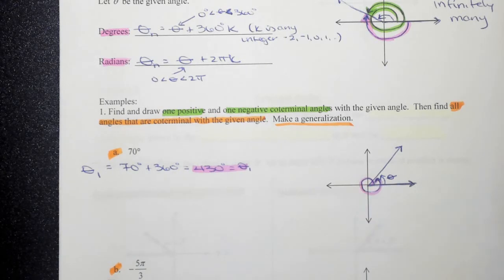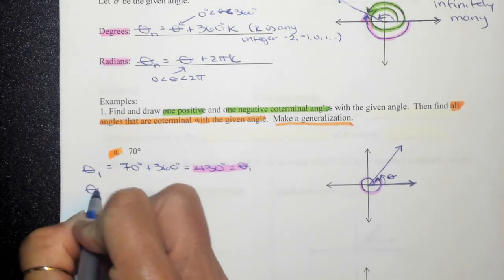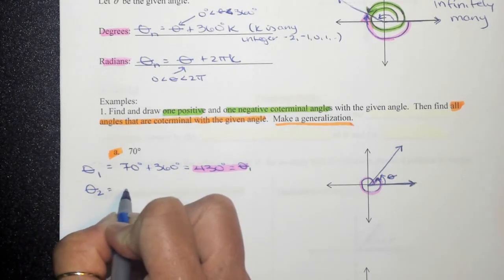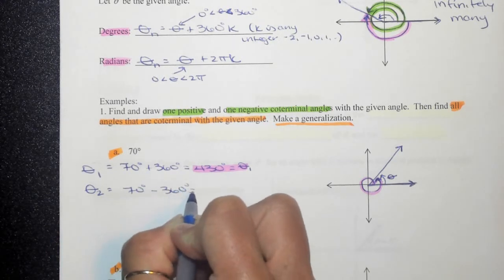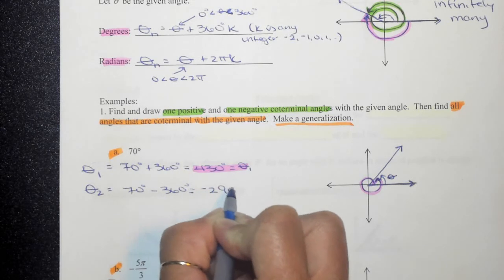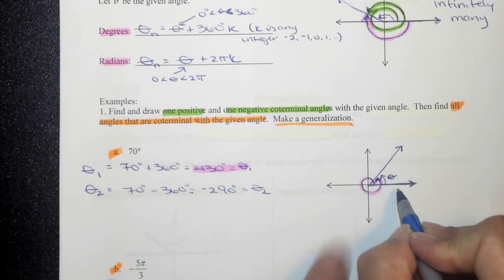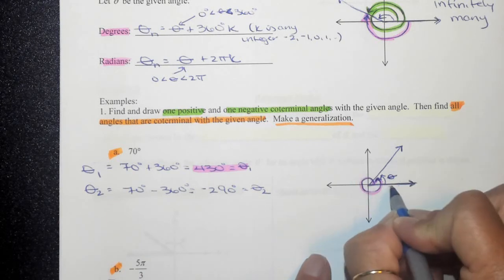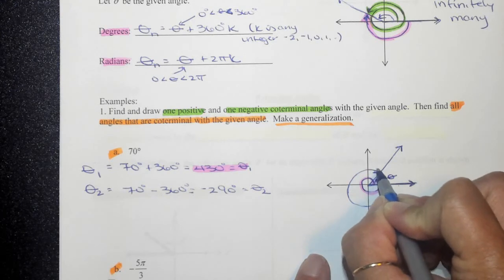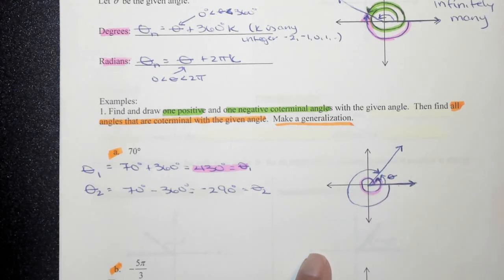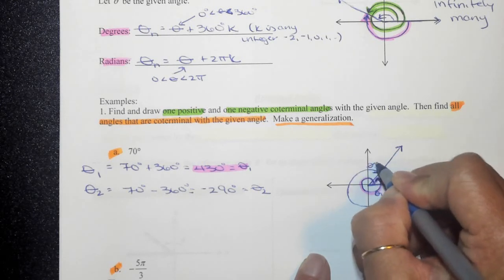Okay? All right, so then that's our positive, and now we have a negative. So theta sub 2 would be equal to 70 degrees minus 360 degrees, which is equal to negative 290 degrees, which is going to be theta sub 2. Okay, and basically what this is, same beginning, same end, so I would just go in this direction. Okay, and that would be theta sub 2. So here we have theta sub 1, this right here is theta sub 2.